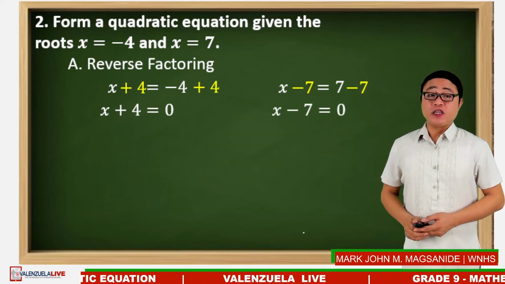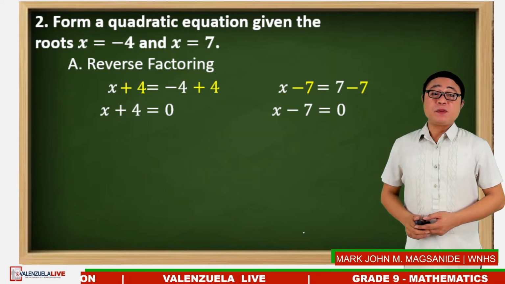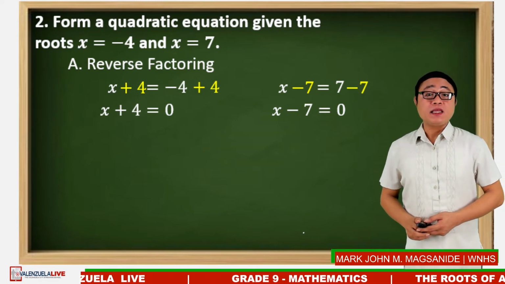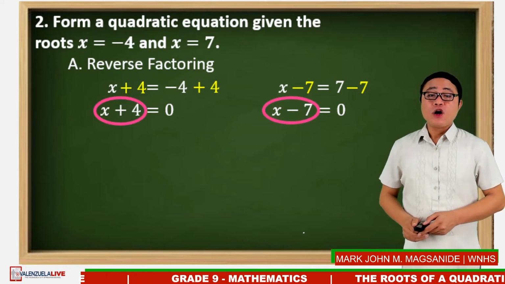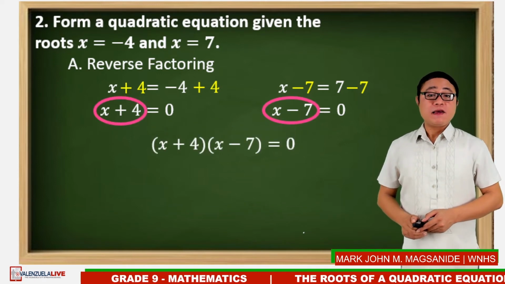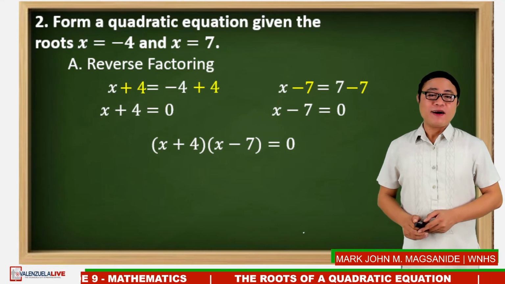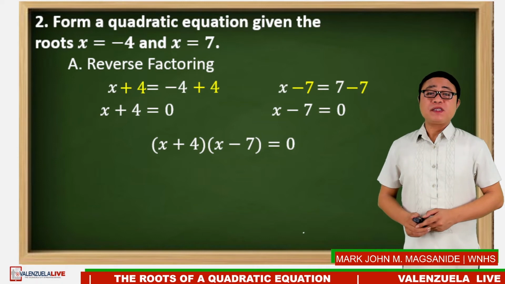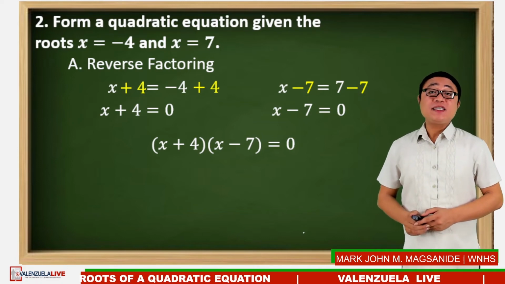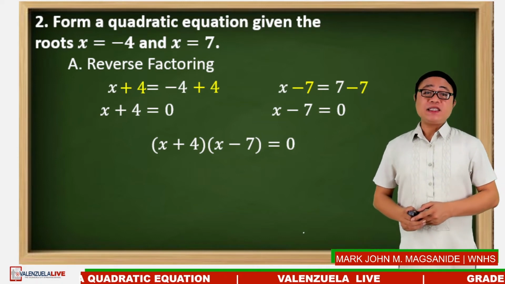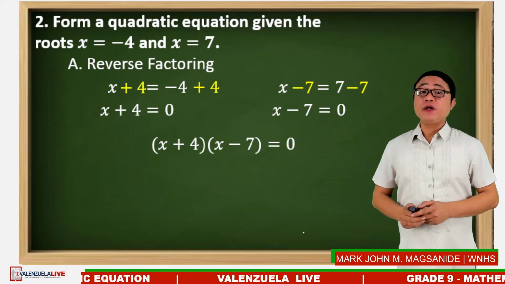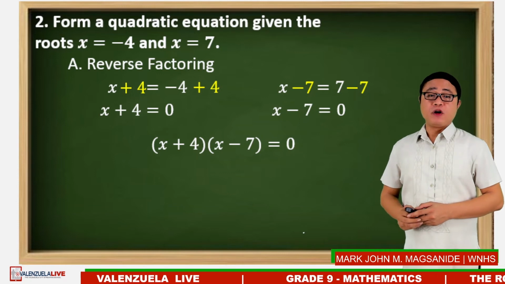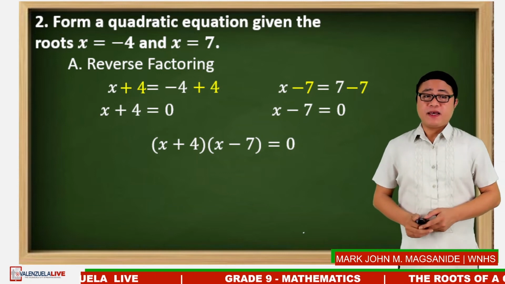Then by zero product property, we will write the quantity x plus 4 multiplied by the quantity x minus 7, and they are equal to 0. Multiply x plus 4 and x minus 7 using any method like vertical multiplication, distributive property, or FOIL method. In this example, any method can be applied.